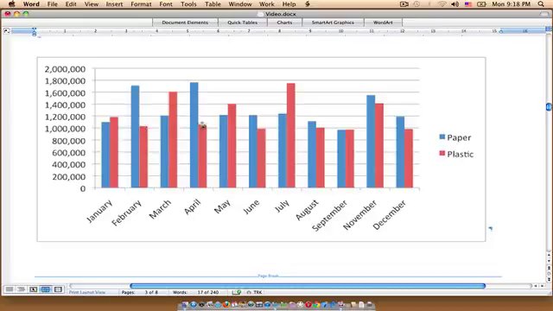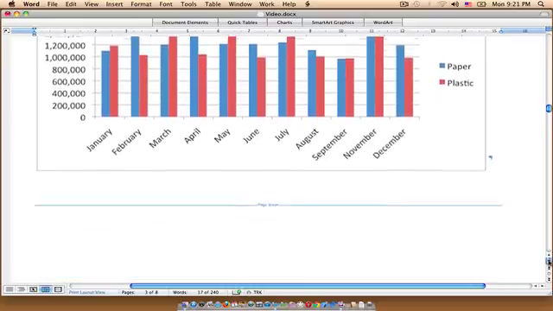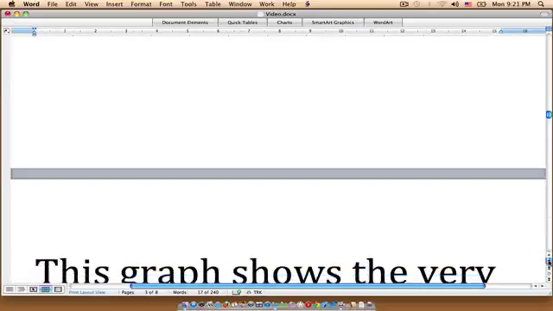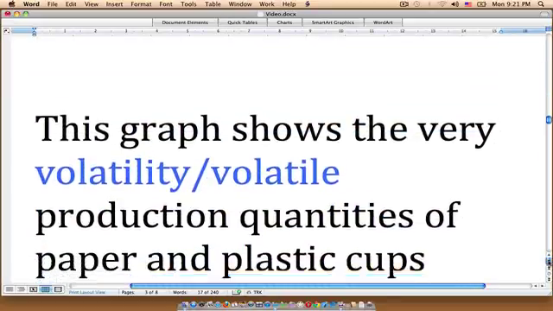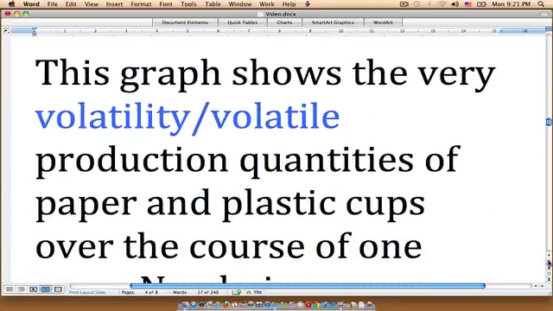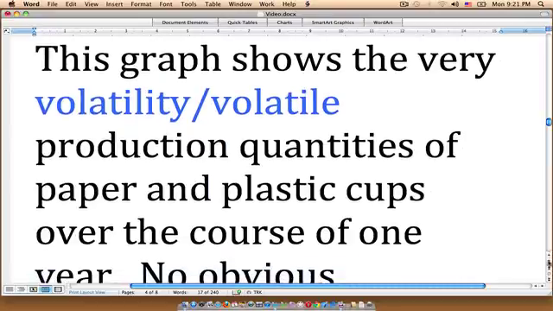So we have two volatile trends. One for paper cups being produced over the course of a year, and one for plastic cups being produced over the course of a year. Okay, let's get started. So I'm going to read the model response, and please mentally choose the wording that you feel is strongest.